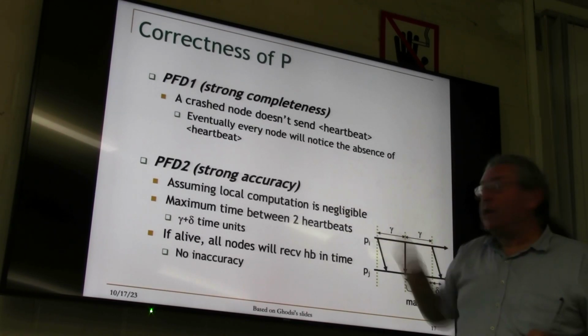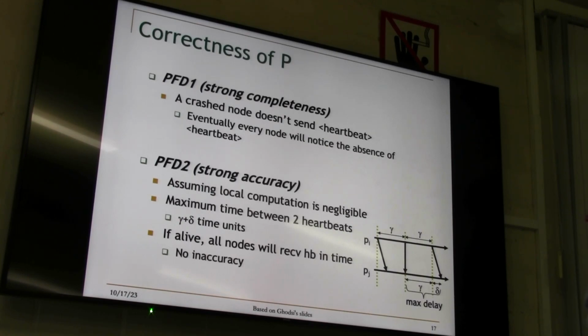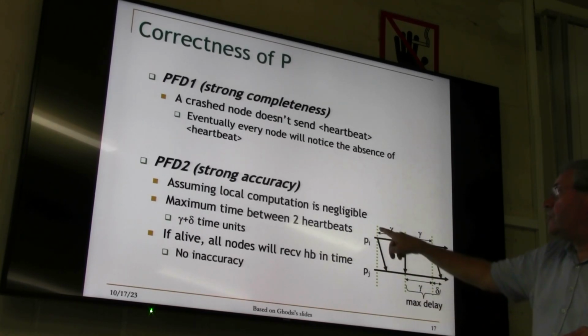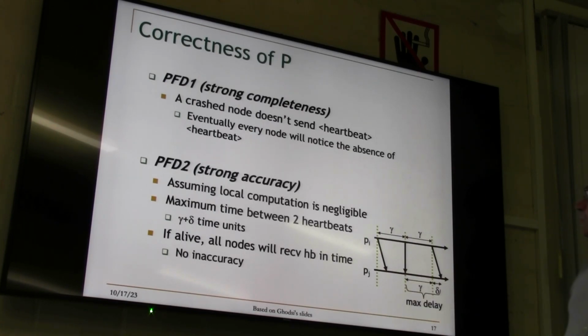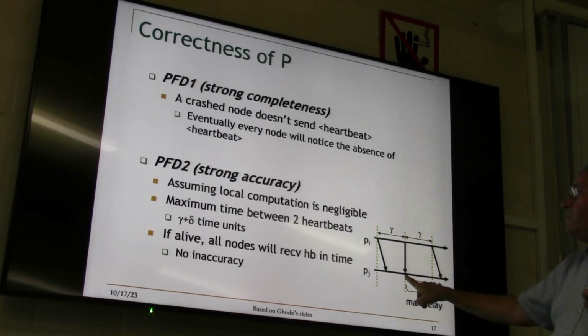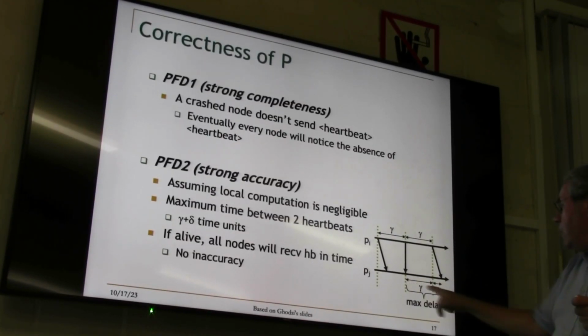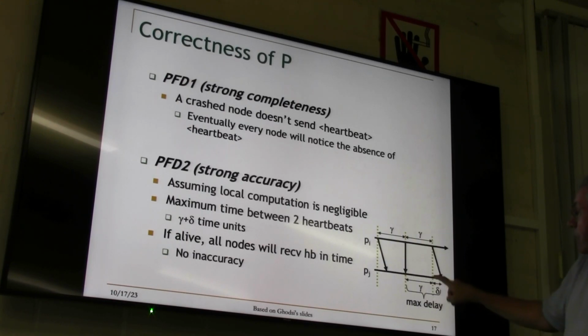So what about accuracy? Can there be mistakes? Okay, can it be a mistake? So here we have two nodes here. The maximum time, what is the maximum time between two heartbeats? Well, the first heartbeat might take 0, the message would take 0 time, and the second one takes delta, and the gamma is the time in between the heartbeats. So the maximum time is, here it's minimum, here it's maximum. It's gamma plus delta, okay?